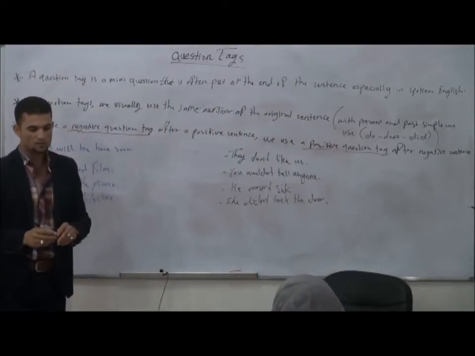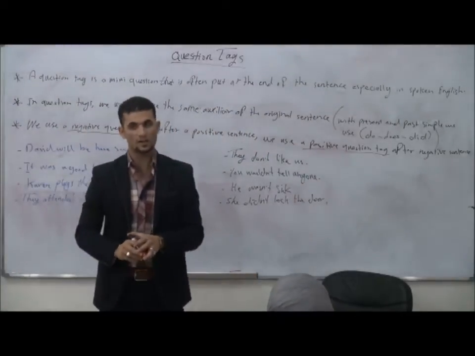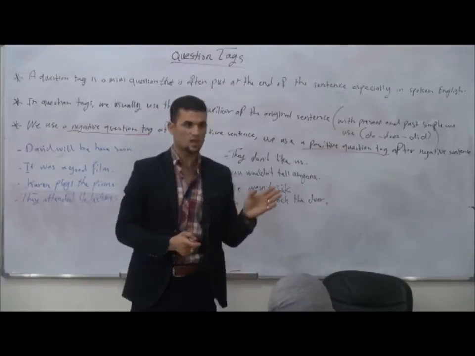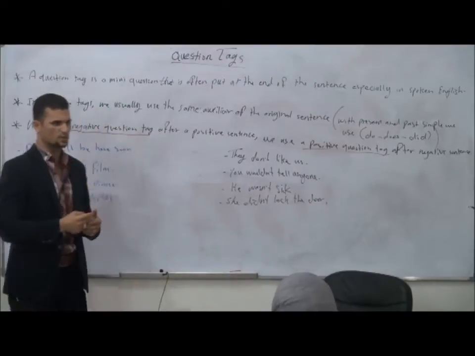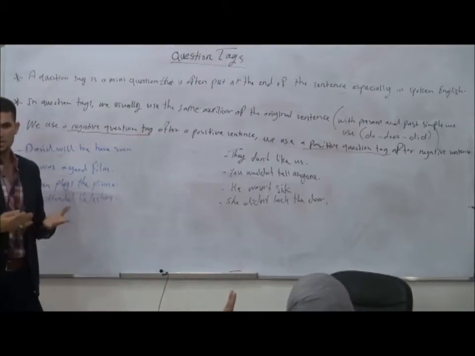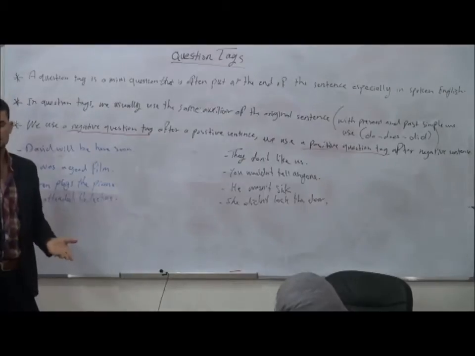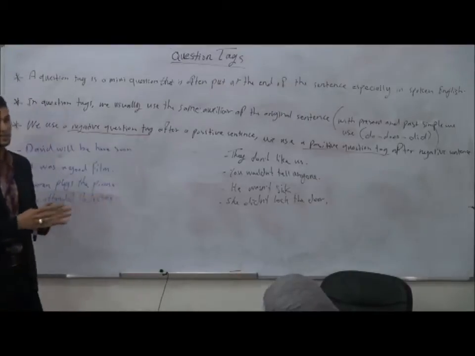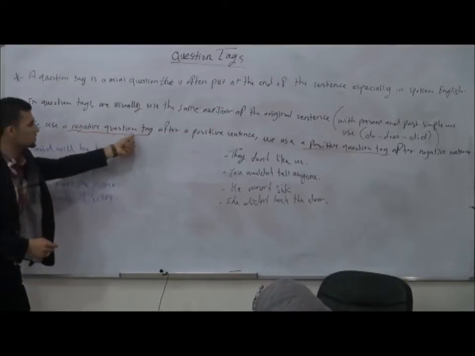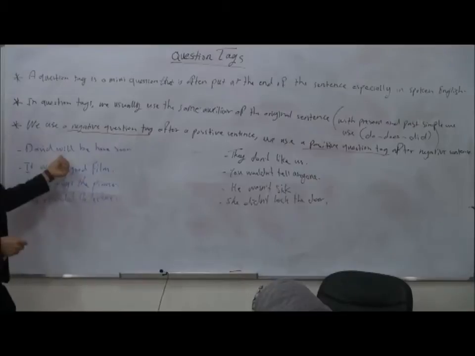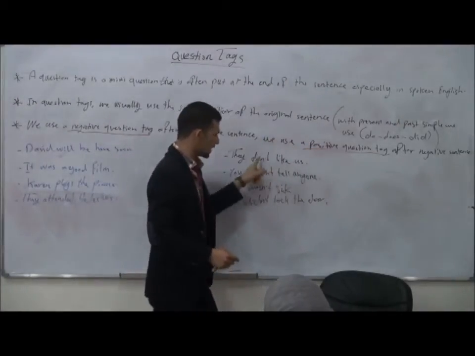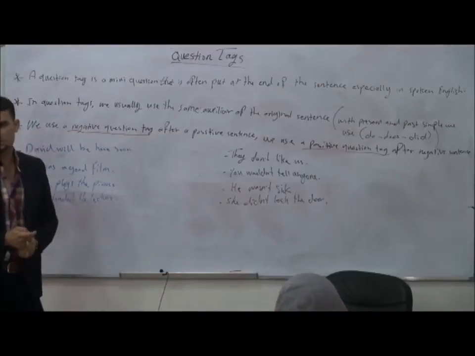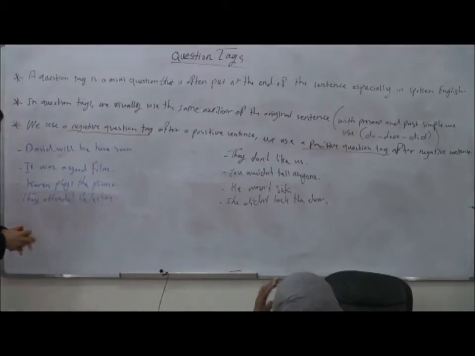يعني this means that we are dealing with two types of sentences, right? What are they? Say it. Yes? Very good. This means that we have two types of sentences, negative sentences as well as positive. So we use a negative question tag after a positive sentence. And we use a positive question tag after a negative one. Okay? Clear? Understood? Yes. Okay. Look at these examples.